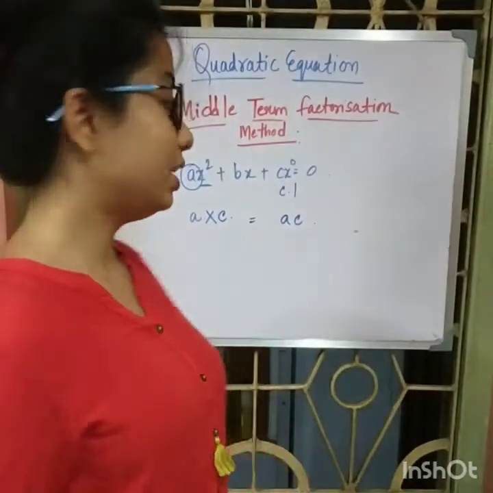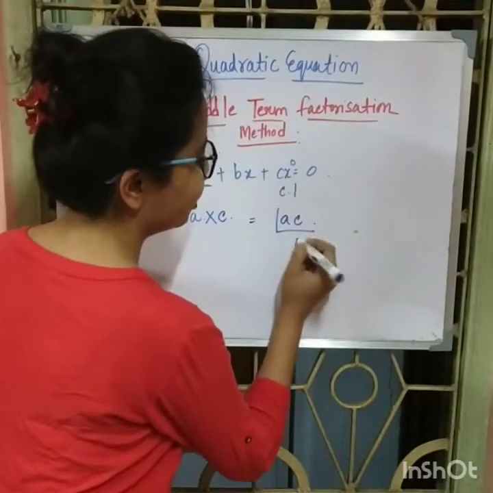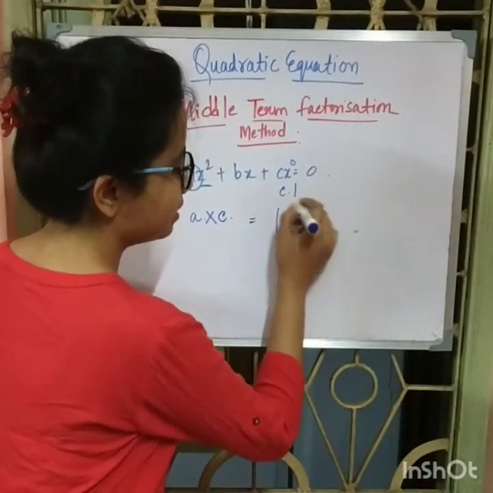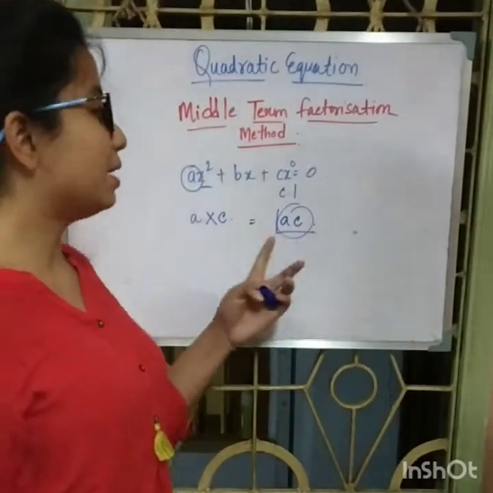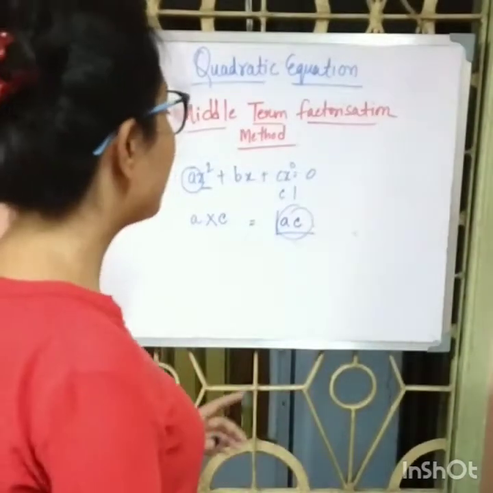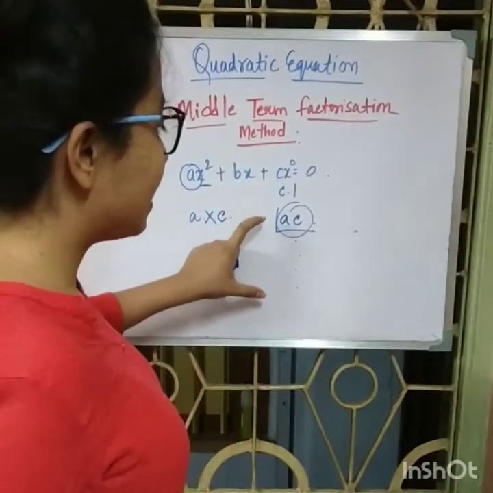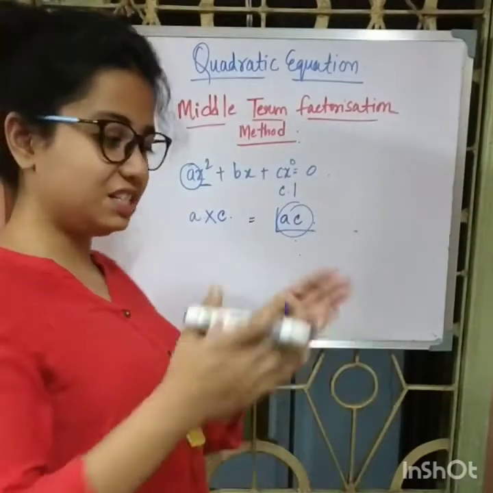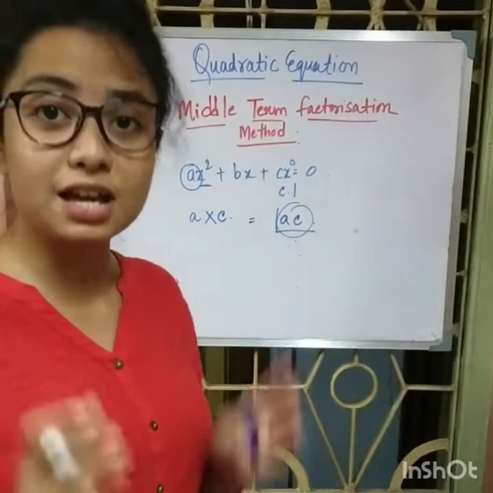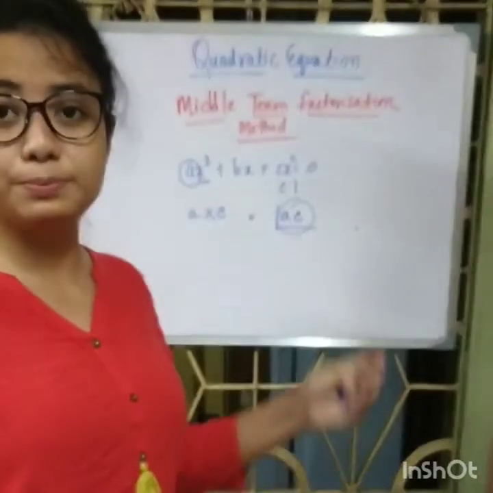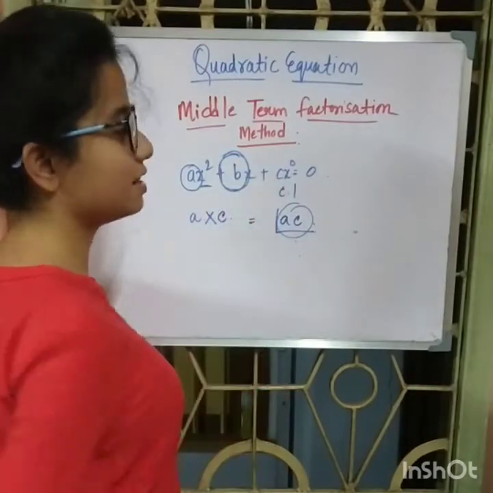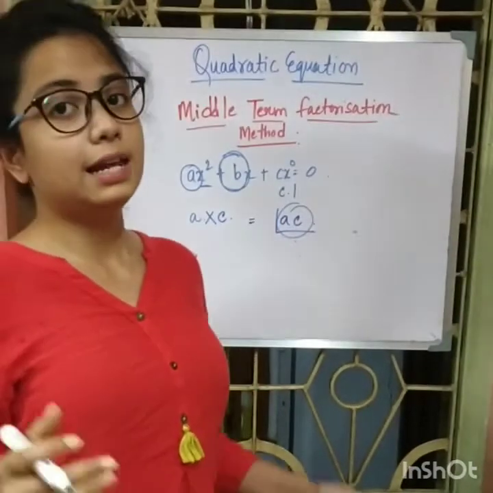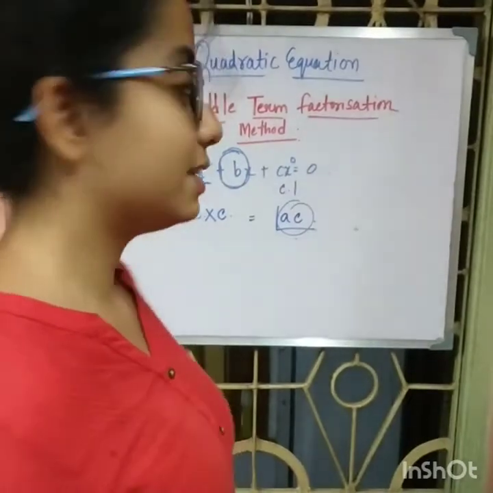Then we prime factorize this product, and that prime factorization is divided into two parts such that if we add or subtract those two parts, this coefficient should be the answer. Let me help you with an example.